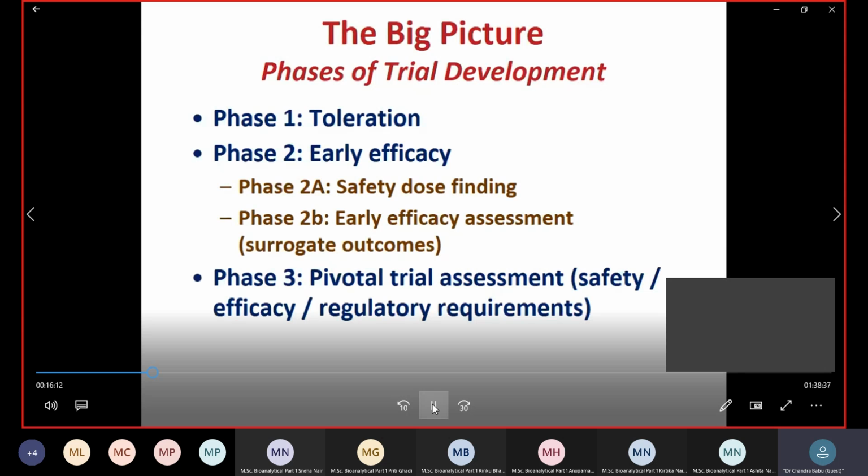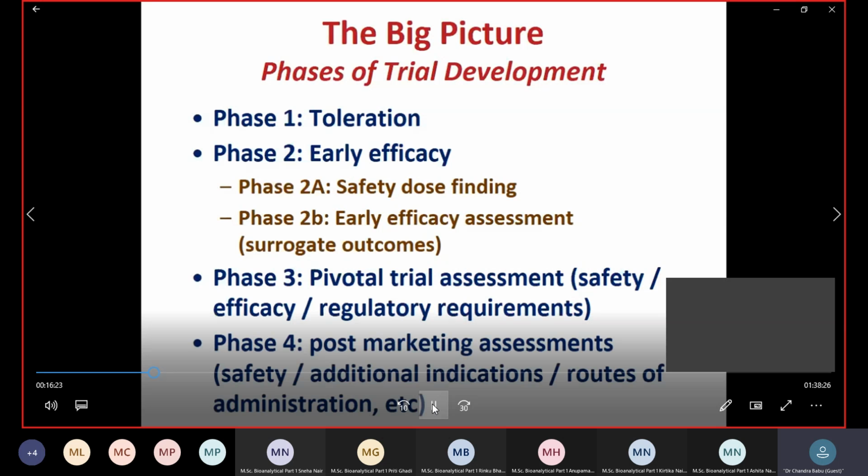Does it show safety, efficacy, and meet regulatory requirements? Importantly, it doesn't answer all the questions all the time. By the way, y'all should be asking questions too, so stop me. Remember, I wanted you to stop me. Anyway, so next is the post-marketing assessments, the further safety trials.